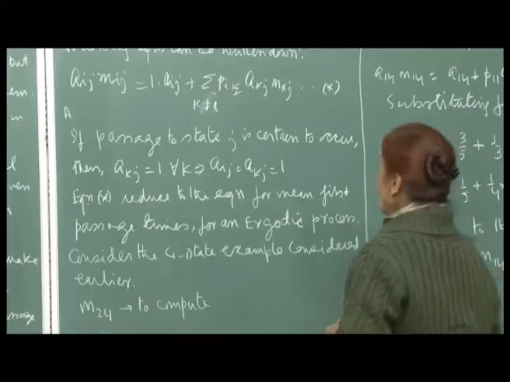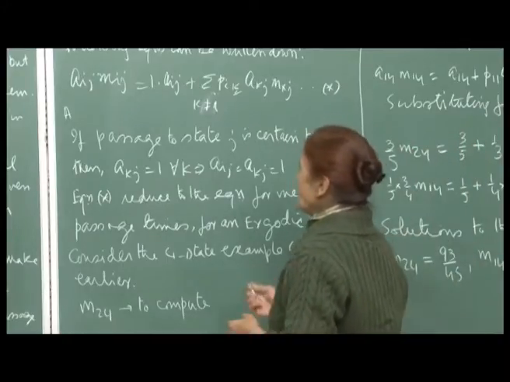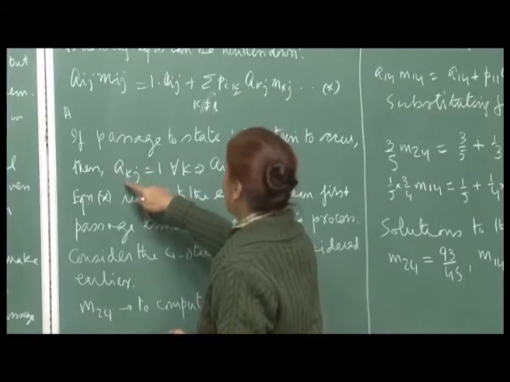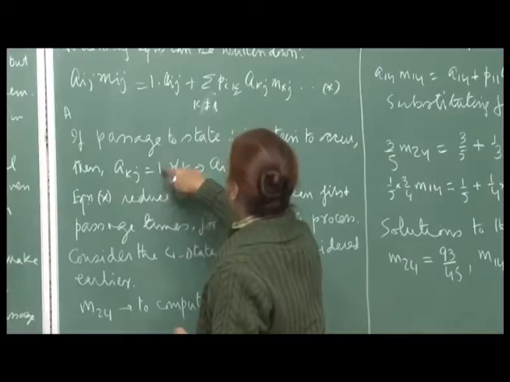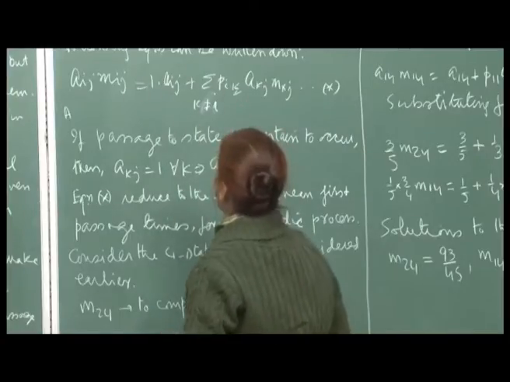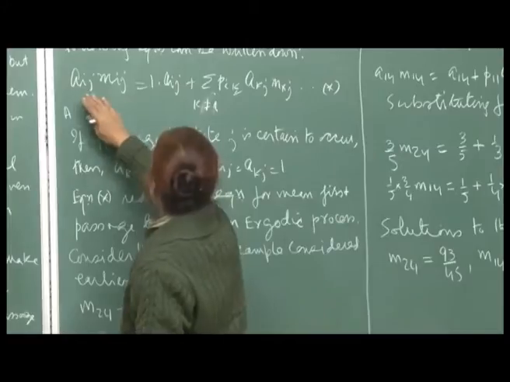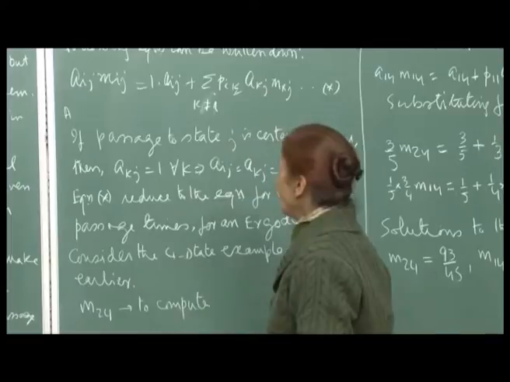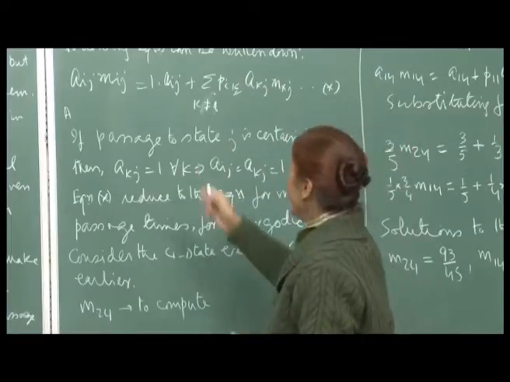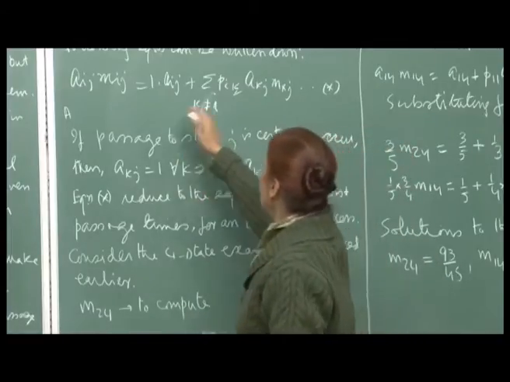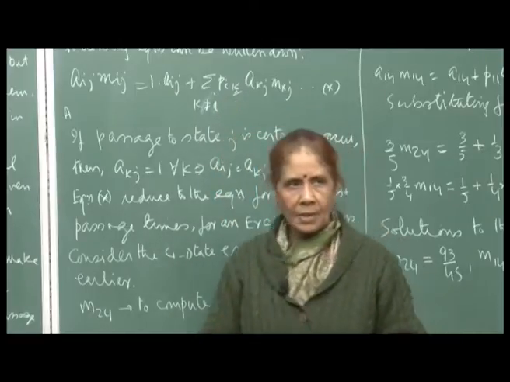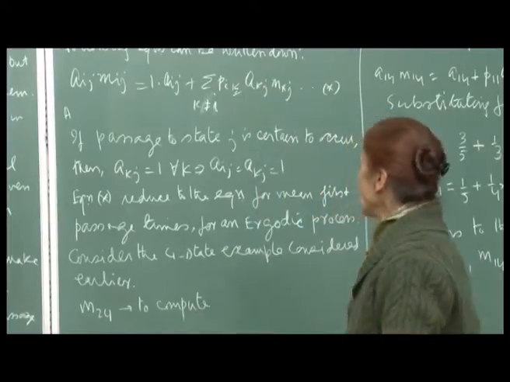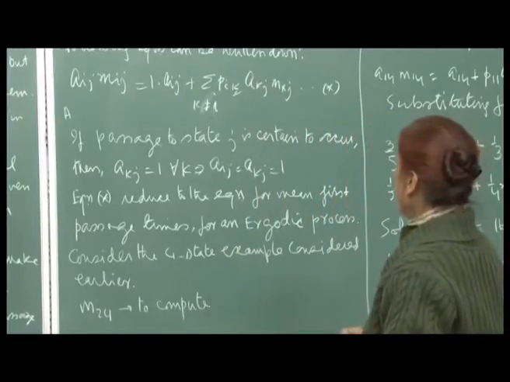So, if passage to state j is certain to occur, then of course a_kj will be 1, and in fact, all a_ij's where j is fixed will be 1. So, in that case, these equations will transform, because this will be 1, this is 1 and this is 1. Then if you recall your equations for m_ij's which you wrote down for the ergodic process, you will get the same equation for mean first passage time. That means, now you are considering that there is only one absorbing state, and so the mean first passage time equations will be valid here.